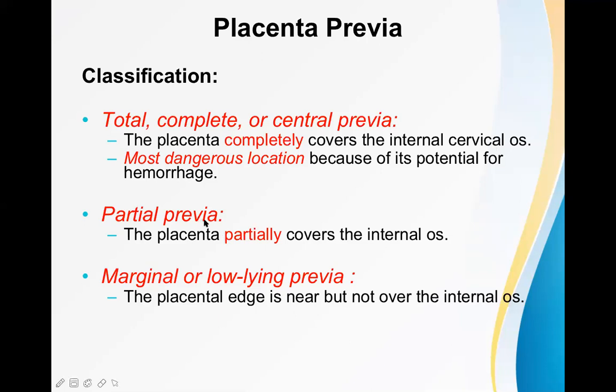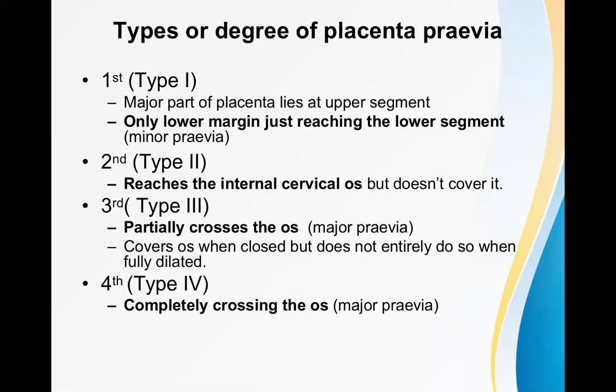The second type is partial placenta previa. In this condition, the placenta partially covers the internal os, partially covered, not completely covering. And third is marginal or low-lying previa. Here, the placental edge is near but not over the internal os. It is near, it is not touching the internal os. So these are the different types of classification. Now, another type is also mentioned there, a bit similar to the type which we just highlighted: first, second, third, and fourth, also known as type 1, type 2, type 3, and type 4 placenta previa. So let's elaborate on them.